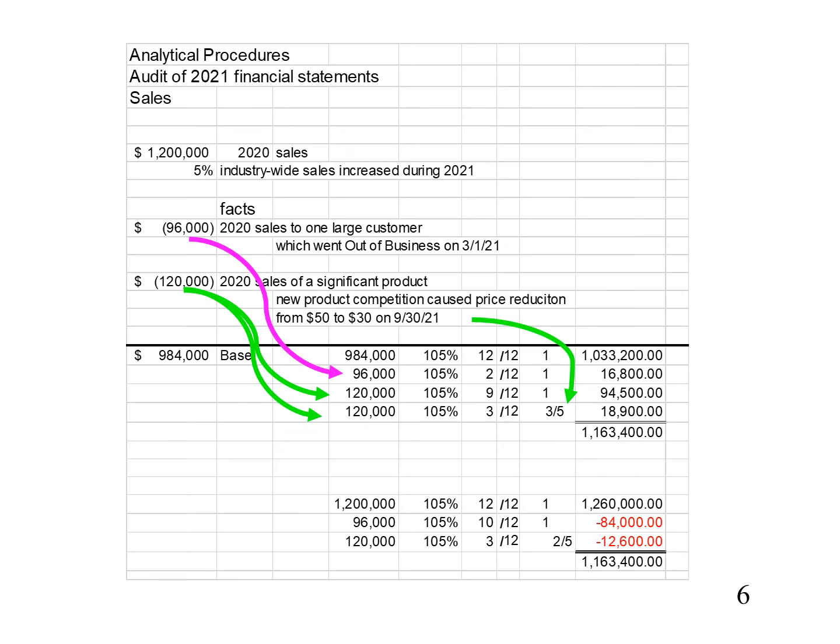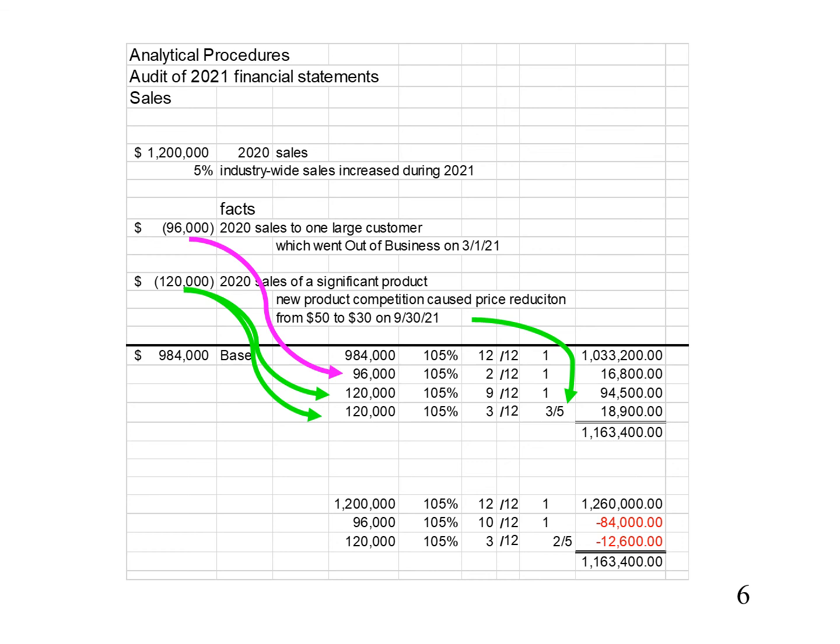For that major product, a new product was introduced on 9/30 of 21 that created competition, and they had to lower their price on that product from $50 to $30. So I'm going to subtract that. I'm going to have a base of 984, and I multiply that by 105% to account for the industry-wide sales increase. The 96,000, I multiply that times 2/12 because that customer went out of business during March, the third month.